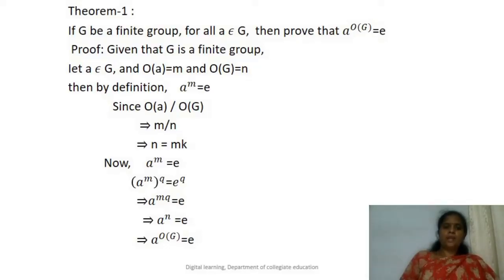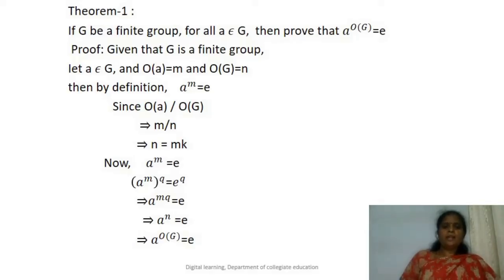Since order of a divides the order of G, this is by what? This is by Lagrange's theorem. So order of a divides the order of G. Order of a is taken as m, order of G is taken as n. Therefore, m divides n. So we can write it as n equal to m into k by the congruent property.